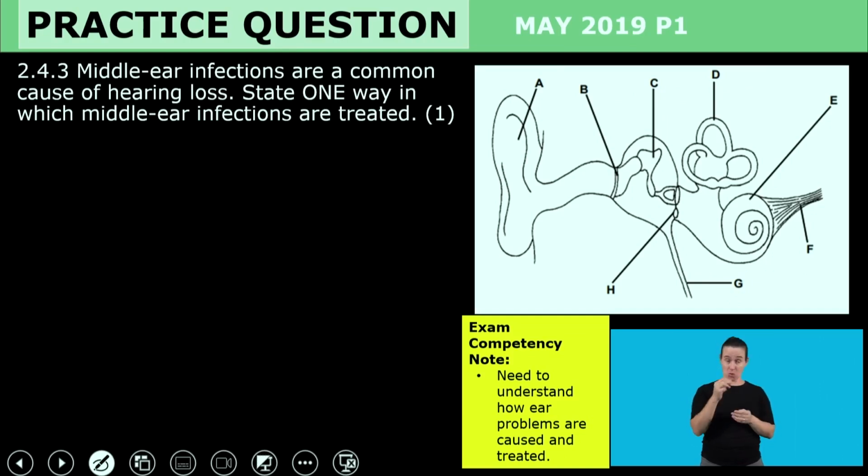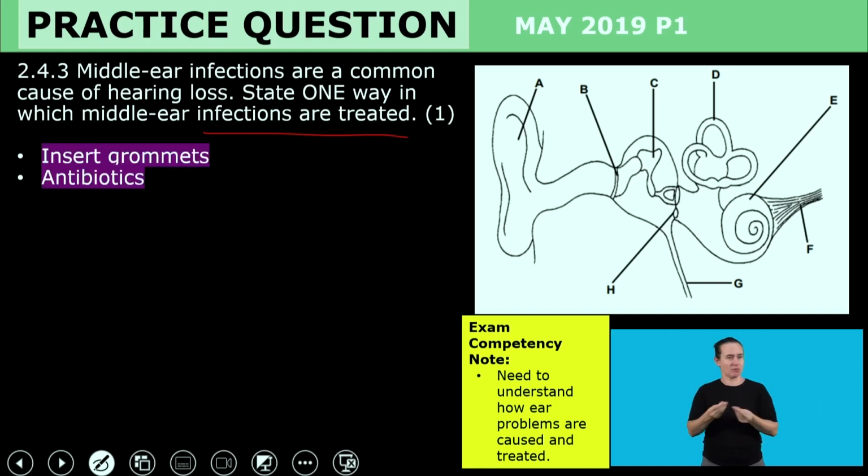243, May 2019, still paper 1. Middle ear infections are a common cause of hearing loss. State one way in which middle ear infections are treated. It's just to state that one way is the insertion of grommets or the use of antibiotics.